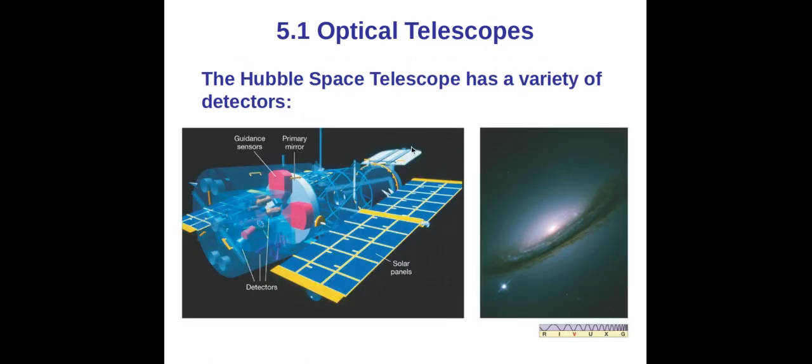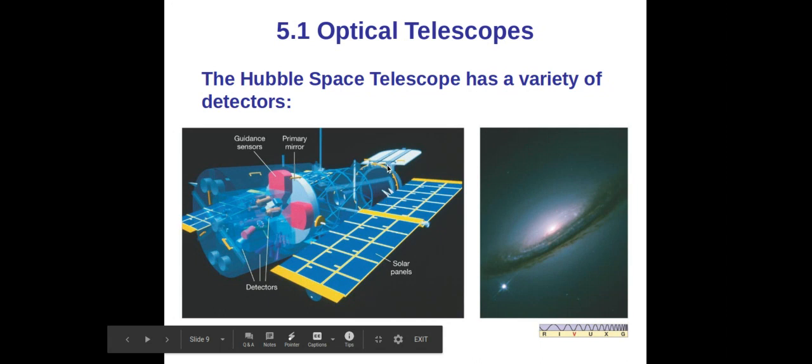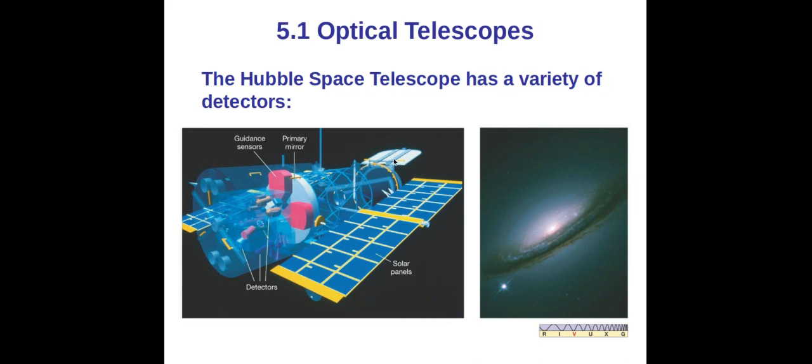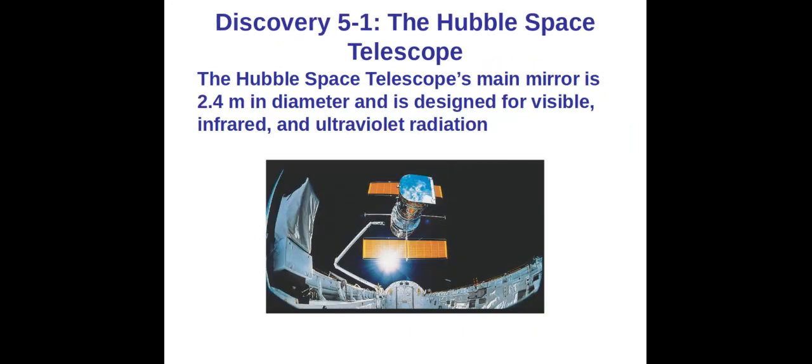The Hubble Space Telescope has a variety of detectors. It has a whole bunch of different things that it does. But the primary mirror is inside here, and then you have this hatch that lets the light in. Hubble Space Telescope's main mirror is 2.4 meters in diameter, about 10 feet, and is designed for visible, infrared, and UV radiation. So we have telescopes that use all the different parts of the spectrum, not just the visible.